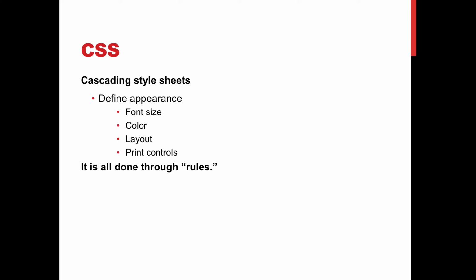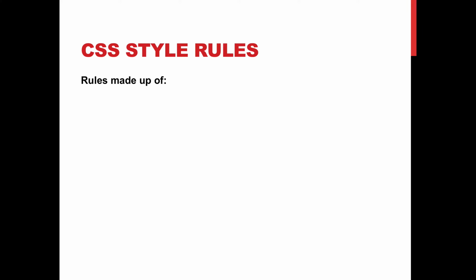Well, it can define your appearance of several things: your font size, your color, your layout, what people can print. So if they go in their browser to file print, what can they print? How much of it can they print? This is particularly useful if you're trying to create a photography website and you don't want people to be able to rip off your images. And all of this is done through rules. Okay, so rules have a very specific appearance, so let's talk about those.